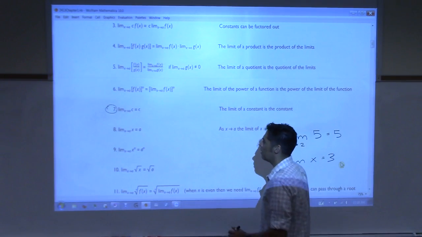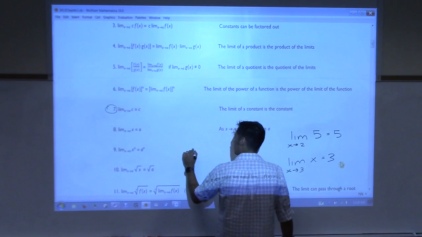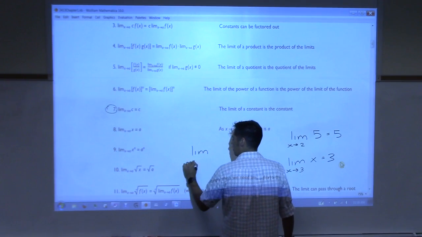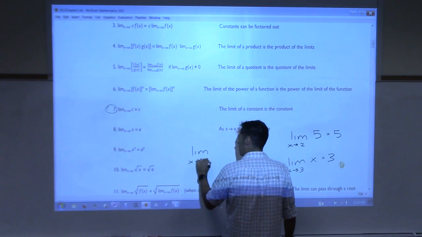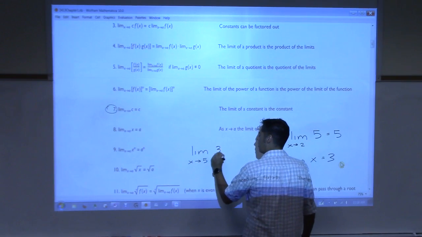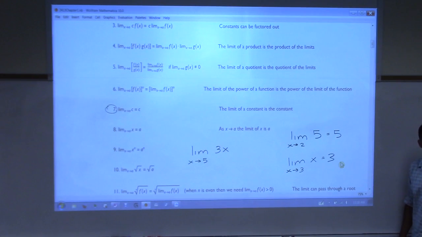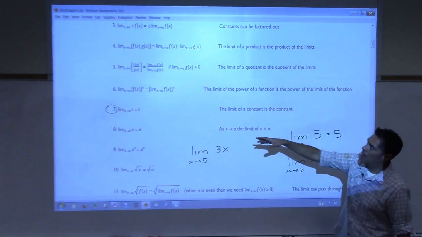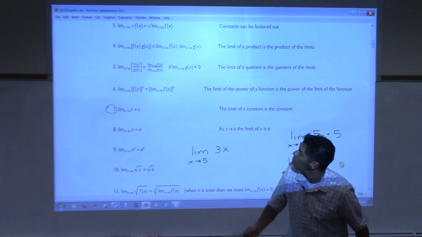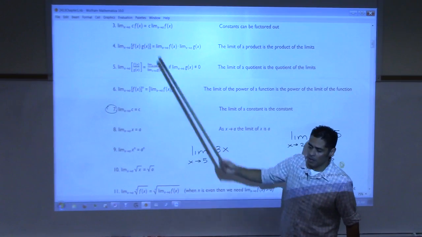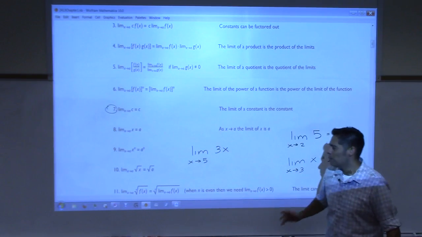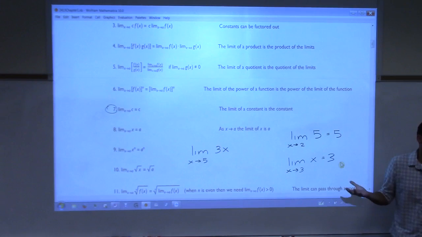And then I'll do one more here. What's the limit as x approaches, let's say, 5 of 3x? You can. There is a limit law up here that allows you to take the 3 out, which is this one right here, limit law 3. But really, we don't even need to take the 3 out if we just think about it.